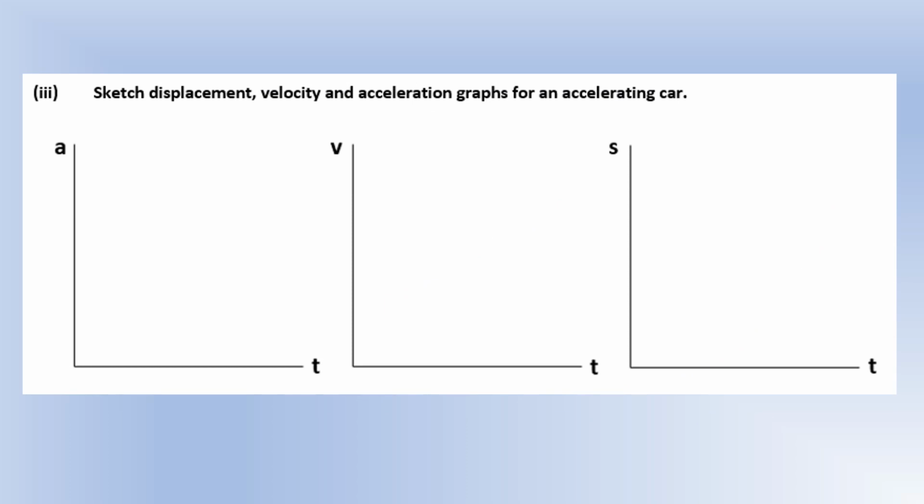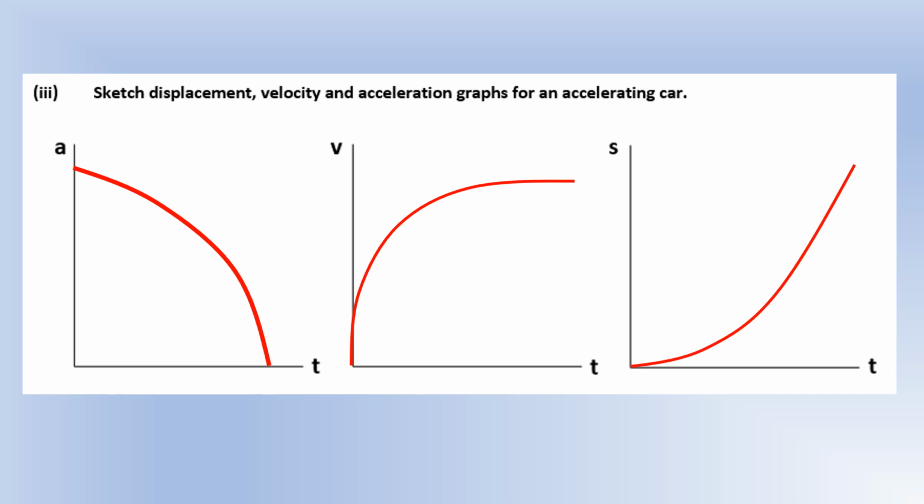Finally, sketch displacement, velocity, and acceleration graphs for an accelerating car. So the faster a car gets, the bigger air resistance becomes. So the acceleration is going to decrease until it gets to 0 when all the forces are balanced. That's going to mean the car reaches a terminal velocity like this. And that means our displacement versus time graph is going to become a straight line. So initially the gradient increases, but then becomes a straight line.